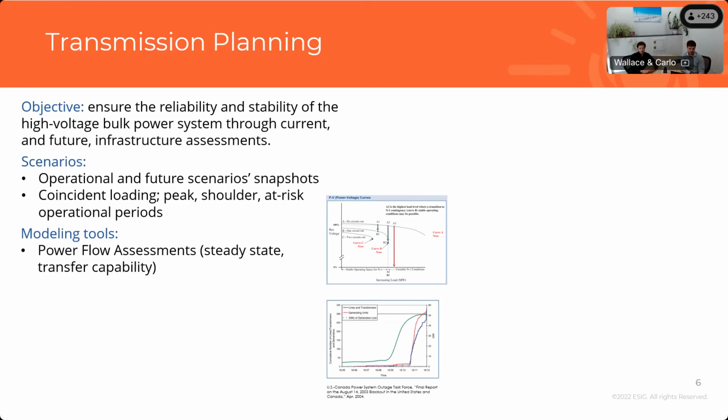Now, in the modeling tool domain, we could bin them up into three broad categories. And I would say the first one is really the most basic and probably the simplest from a computational perspective. And that's just basic power flow assessments. So we'll be looking at steady state and transfer capability. When we're talking about steady state, we're looking at the AC power flow loading of our system based on the operation of all of the generation assets and the demand on our system.